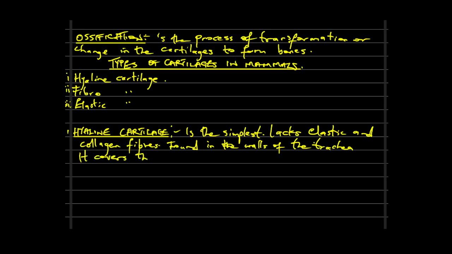It covers the surface of movable joints, preventing friction. So those are functions of the hyaline cartilage. It prevents the bones from rubbing on each other. It is found in movable joints as well as supporting the tip of the nose. So those are functions of the hyaline cartilage.